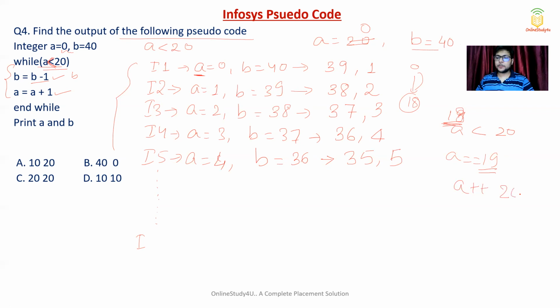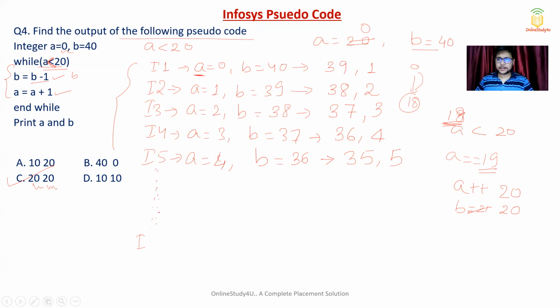When A is 19, it will increment the value of A by 1. So my A will become 20, and correspondingly, if you execute it, you will see the value of B will be 21 at that time, and it will decrement the value of B to 20. So I can see there is only one option which says A is 20 and B is 20, right? So yeah, this is the solution of this question. You can carry on and do the iterations.